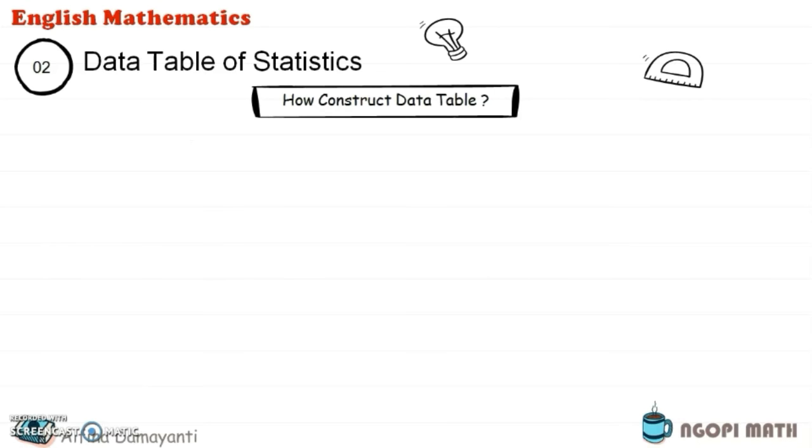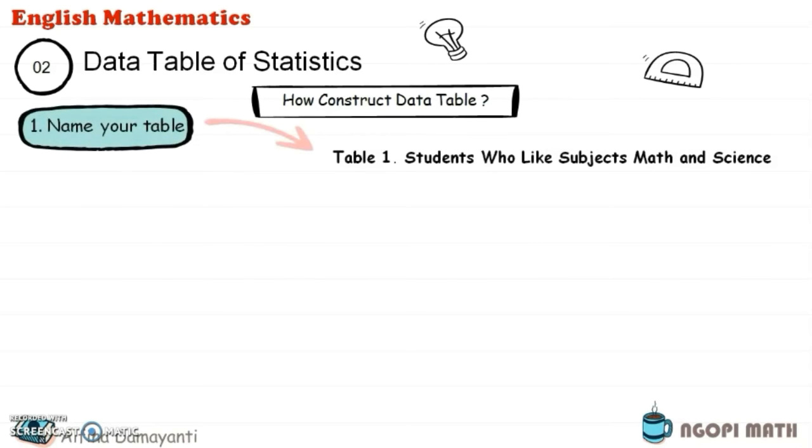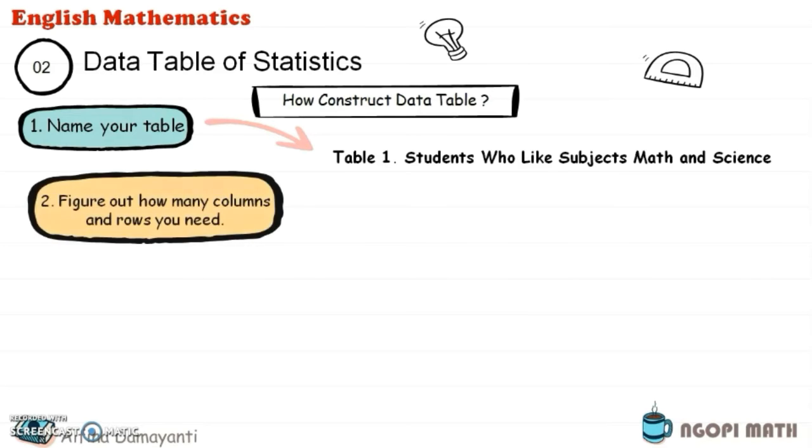How to construct a data table? There are procedures to construct a data table. First, name your table. In our data, we name our table Table 1, students who like subjects math and science. In naming your table, write a title at the top. Make sure the title relates to the data you will put in your table.